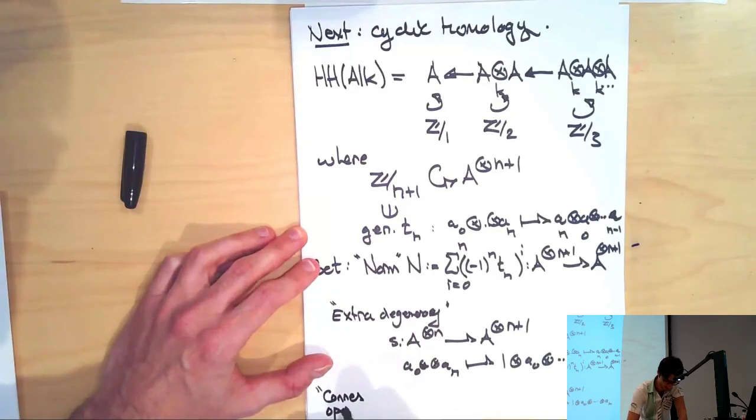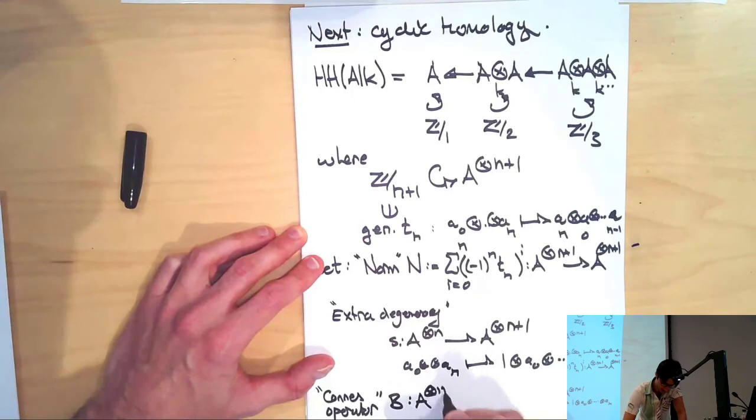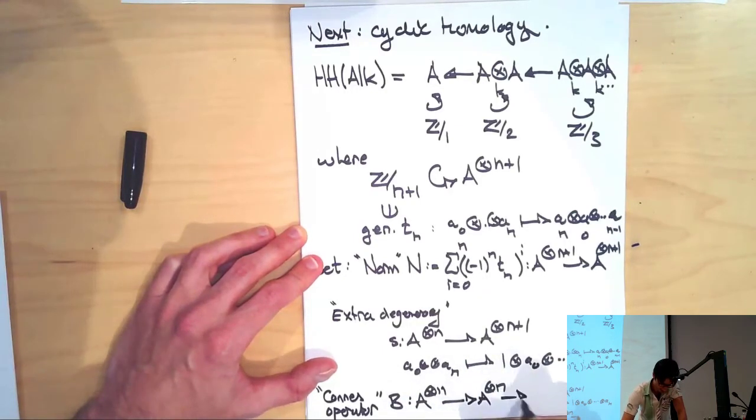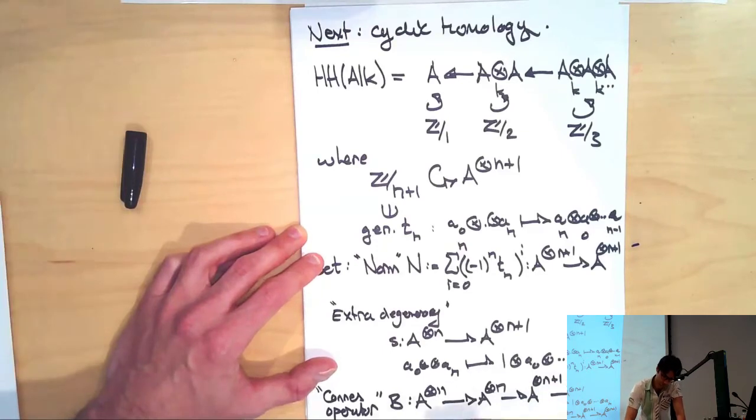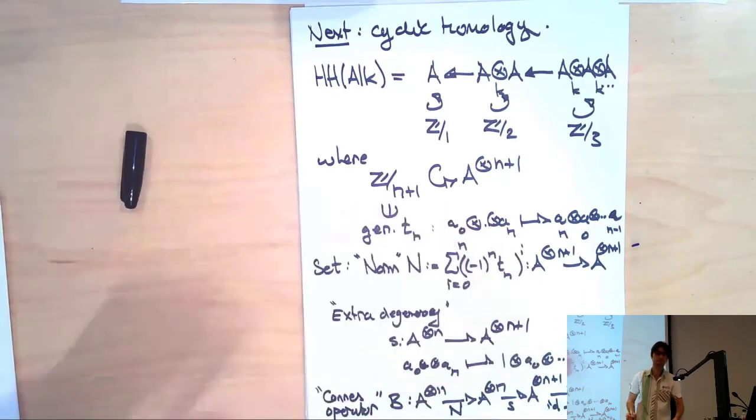Cons operator B. So this is going to go from A tensor n, and I go first to A tensor n, then I go to A tensor n plus 1, and then we'll finally end up in A tensor n plus 1. So overall, I'm going to increase the degrees by 1. So I do it as follows. First, I apply the norm, then I apply the extra degeneracy, and then I apply identity minus twisted action, so minus 1 to the n t sub n.